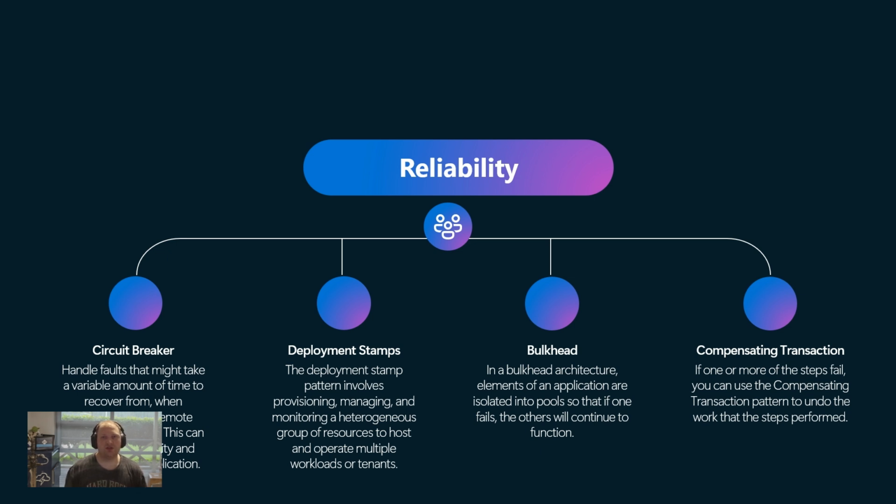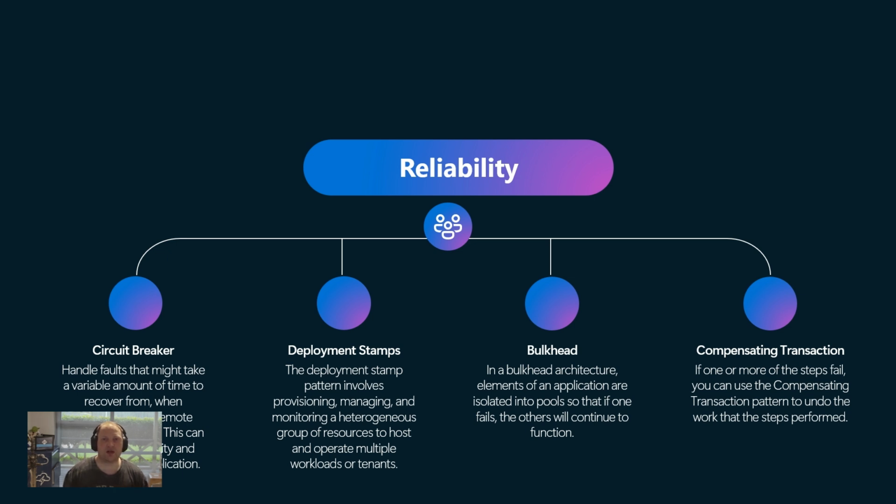Compensating transaction. So the compensating transaction pattern comes into play when one or more steps in a process fail. This pattern allows us to undo the work that the steps performed, effectively rolling back transactions to maintain data consistency. By implementing compensating transactions, we can ensure that our system remains in a consistent state, even in the face of partial failures, thereby enhancing the reliability of our transactions and our workloads.